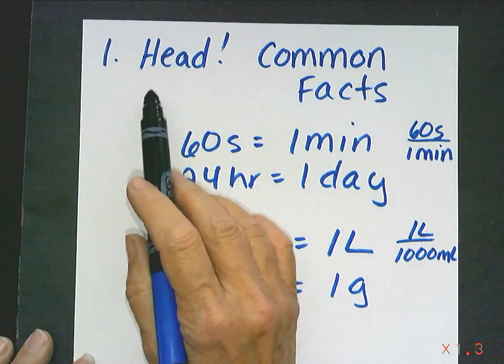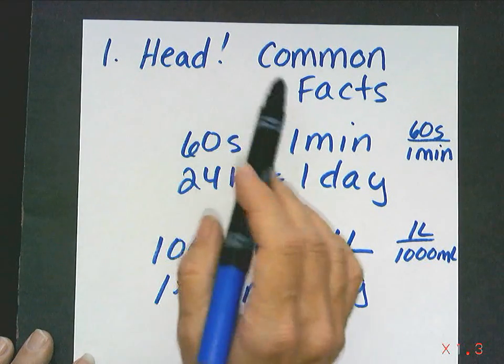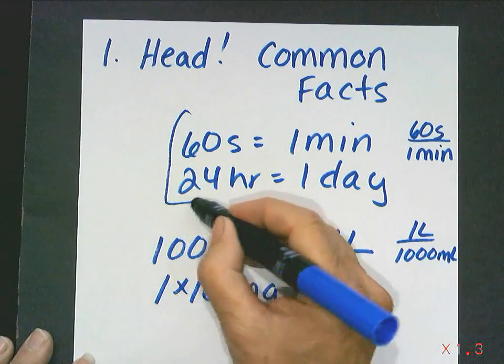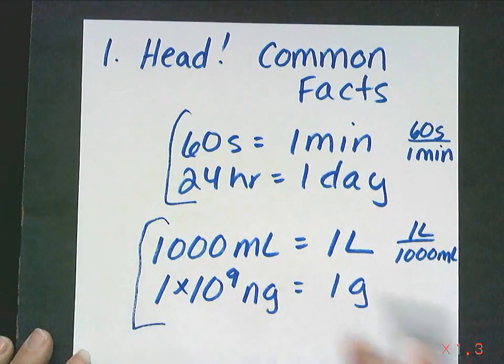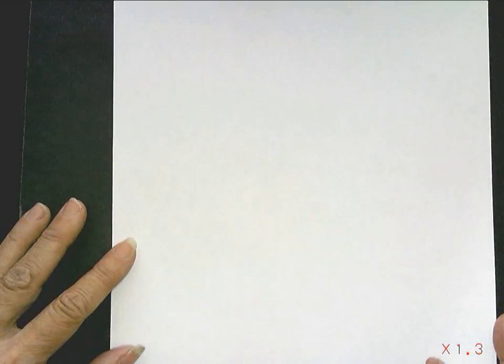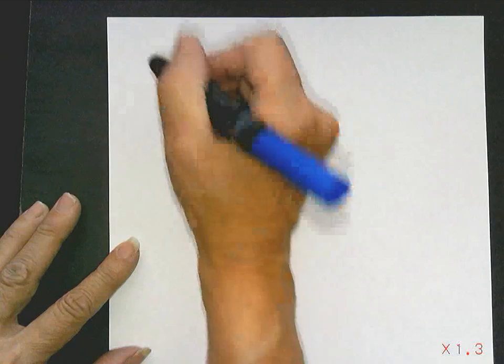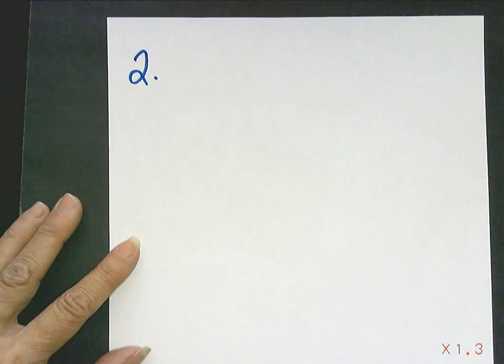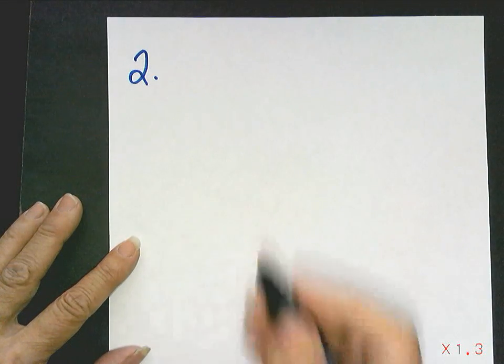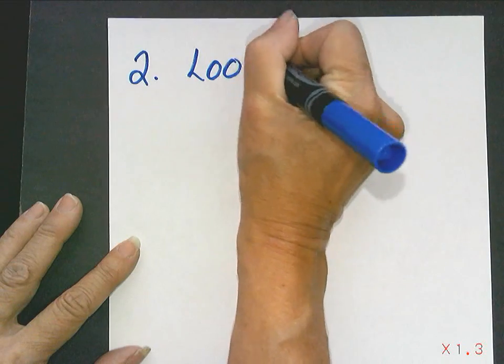So you can find a lot of equivalencies just from common facts, ones that you already know and ones that you are learning. So, besides my own head, where can I find information? Well, the second place, if you don't know it in your own head, maybe you don't know all the metric equivalencies, you can look them up.